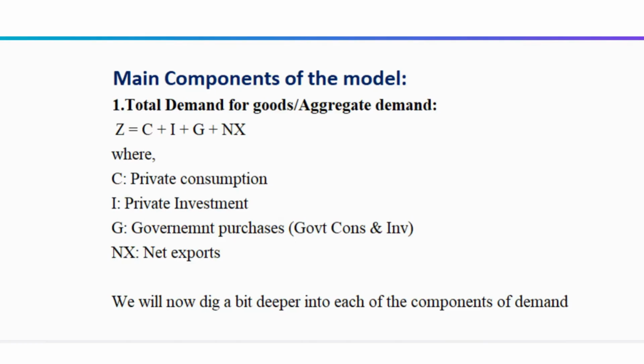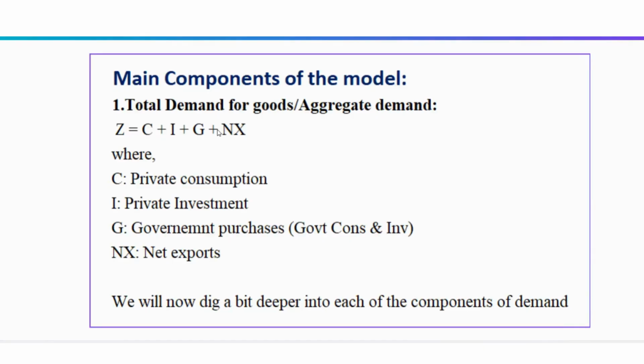We were looking at the goods market model. We were talking about the main components of the model. We started off talking about the total demand for goods, or aggregate demand, which is represented by Z. We talked about how it's made up of consumption, investment, government purchases, and net exports.